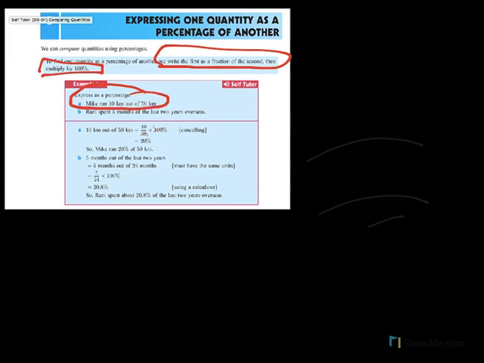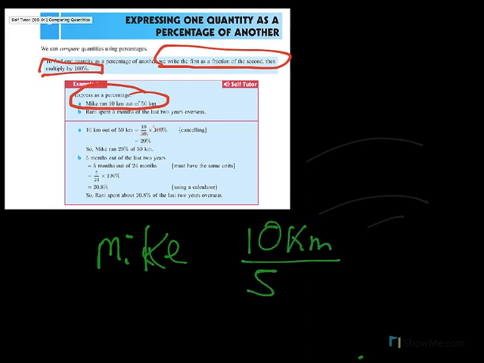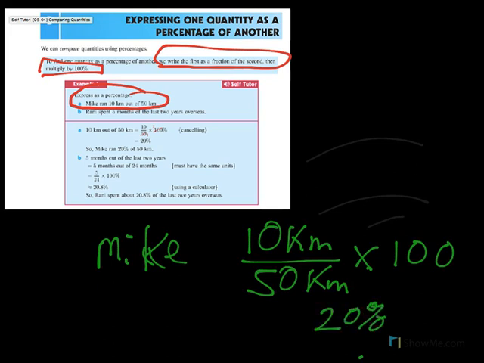Mike ran 10 kilometers out of 50 kilometers. If we express that as a percentage, we see that Mike ran 10 kilometers out of 50. Okay, that's the fraction. If we express that as a percentage, we basically take this and multiply it by 100. Okay, and this answer will be 20%. If you use your calculator, you will see that this is 20%. So he ran 20% of the race. He ran 20% of the 50 kilometers.